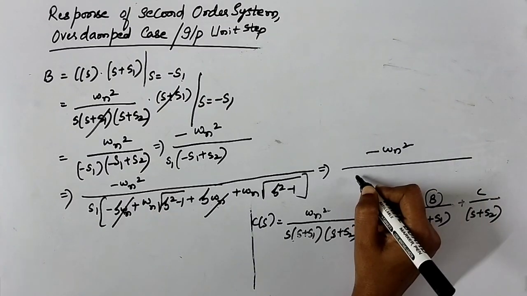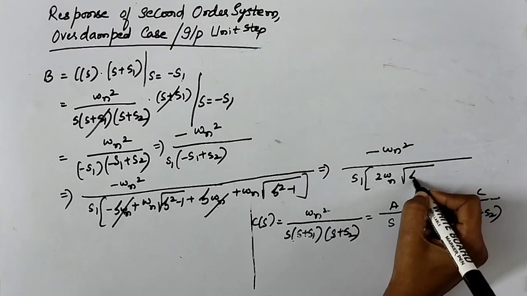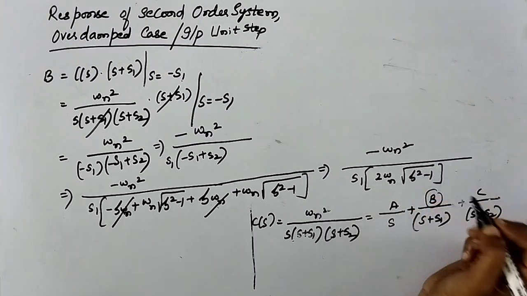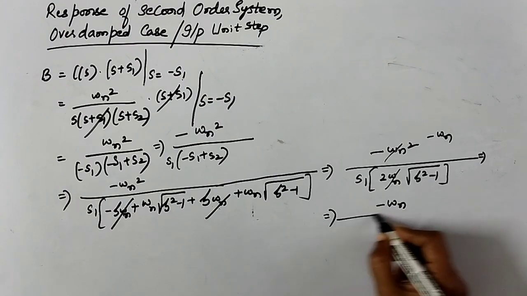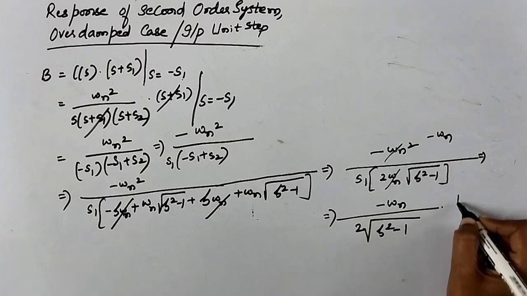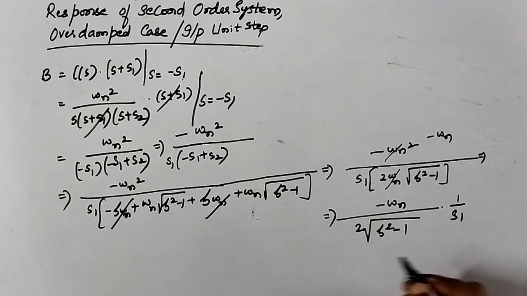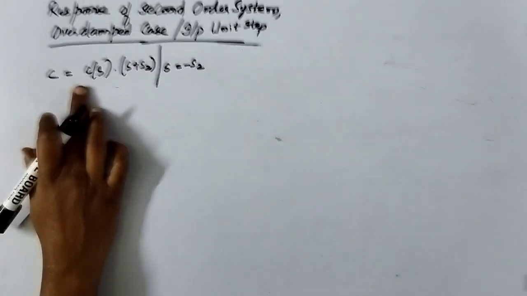By s1 into 2 omega n root over zeta square minus 1. This got cancelled, left with minus omega n by 2 root over zeta square minus 1 into 1 by s1. So this is coefficient B. Now I will find out coefficient C. For that, C of s into s plus s2 for s equal to minus s2.